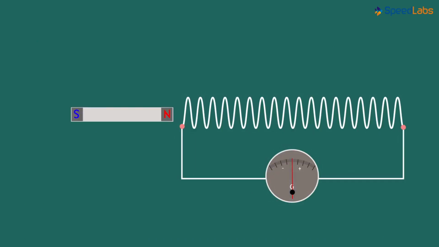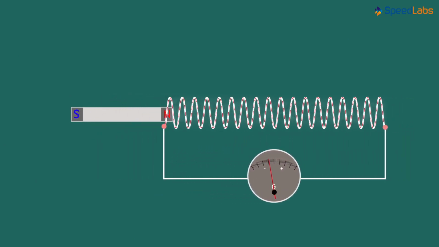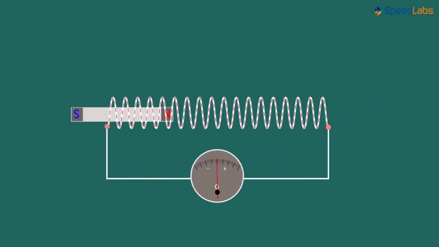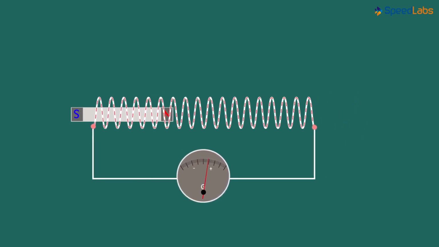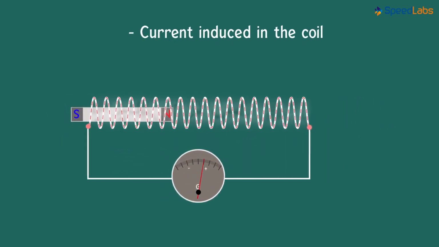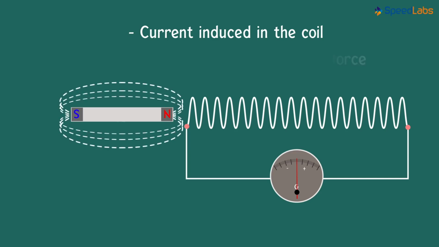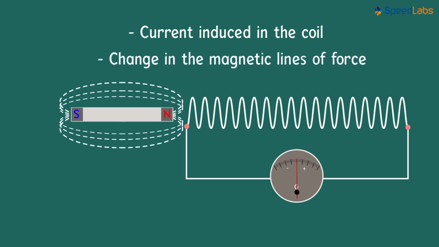First, let's move the coil which is connected with the galvanometer towards and away from the magnet. What do you notice? The galvanometer is getting deflected, which means by moving the coil towards and away from the magnet, current is getting induced in the coil. Why did this happen? The answer is something we saw in the earlier part. It happened because there is a change in the magnetic lines of force.